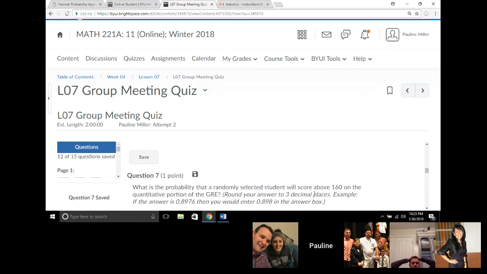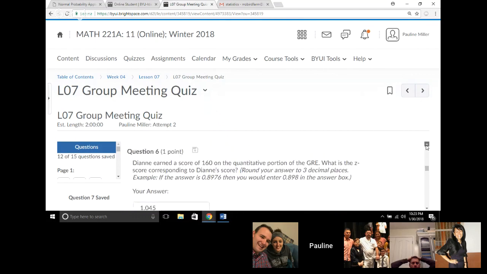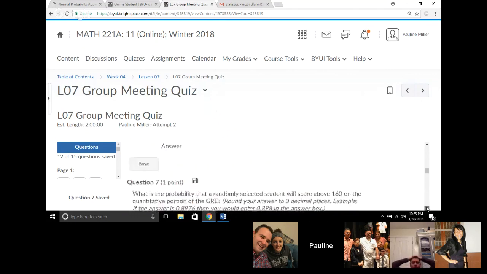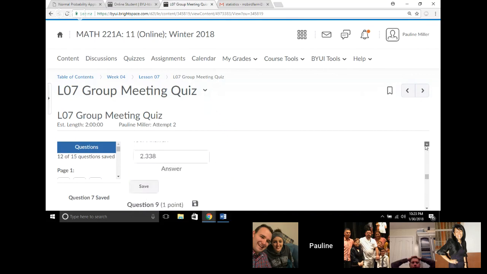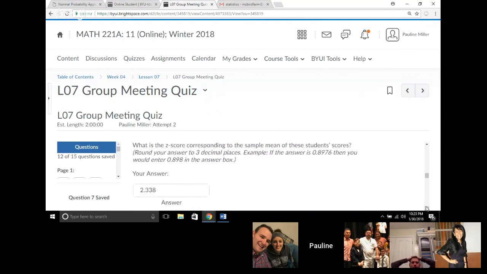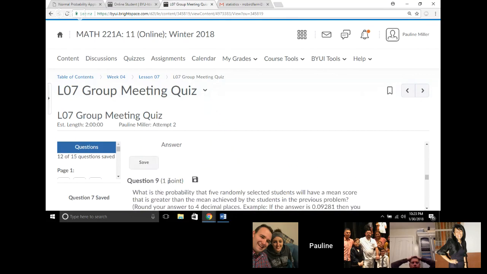The standard deviation here was, oh crap, I don't remember now. Oh, there, 8.8. So it'd be 160 minus 150.8 divided by 8.8 divided by the square root of 5. And that one we came up with 2.338. Yeah, 2.338.